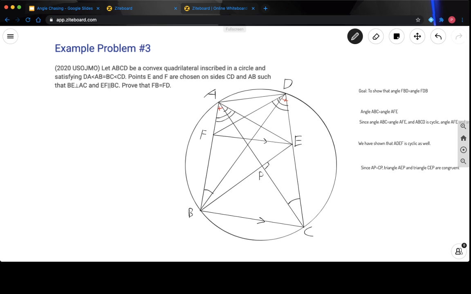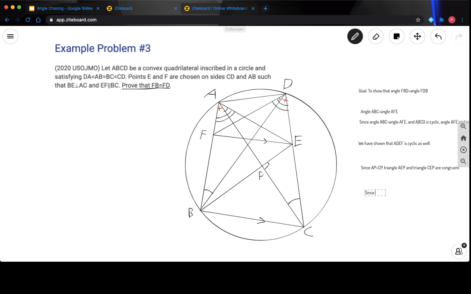So this is what we wanted to show. We wanted to show that angle FBD was equal to angle FDB. And now we're basically done. Since we've shown that angle FDB is equal to angle FBD, this shows that triangle FDB is isosceles. And since these base angles are congruent, FD equals FB. And this is what we're asked to prove, right? So now we're done.